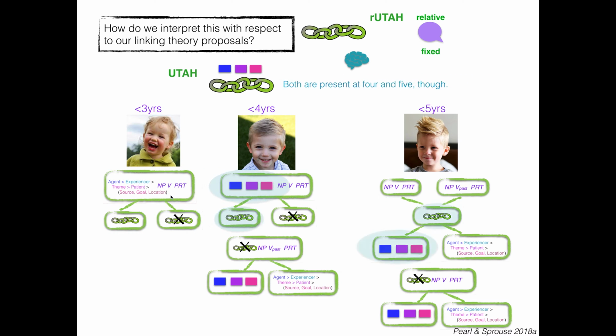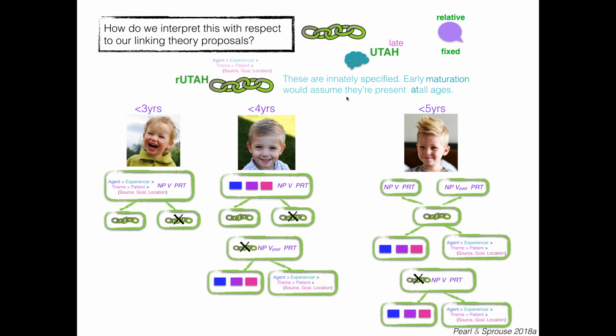So the good news, of course, is that these two assumptions, the thematic representation and the link, are there at 4 and they're there at 5. So what we see really here is that Utah is compatible only with late maturation of the respective knowledge at 4 or later, right?